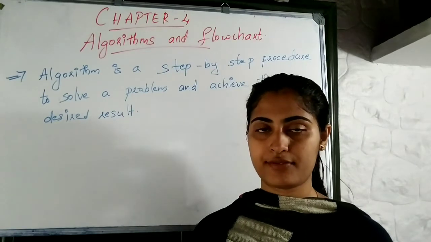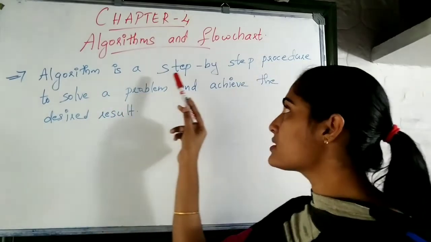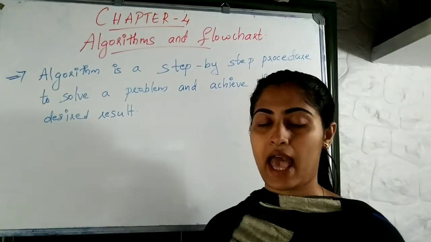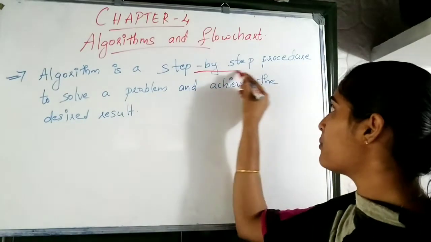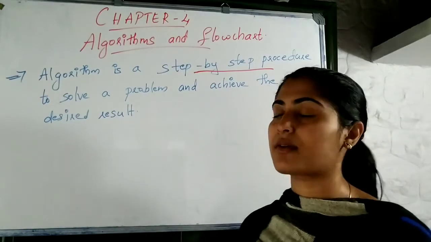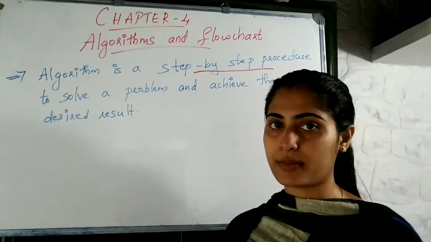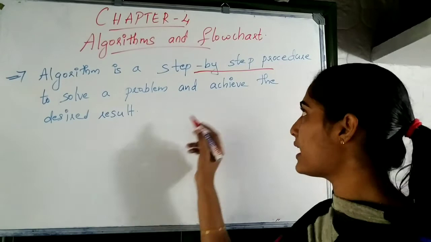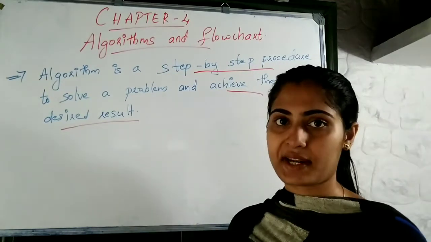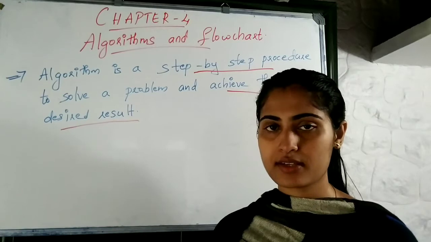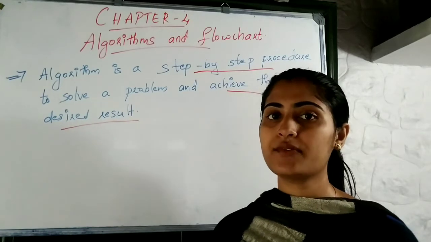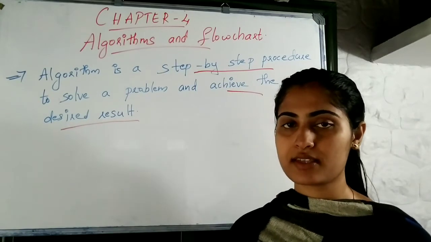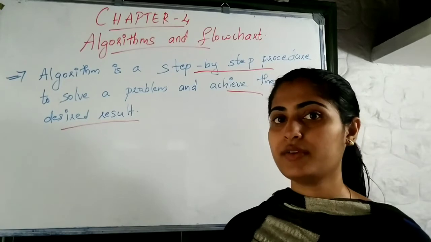Let us see the definition of an algorithm. An algorithm is a step-by-step procedure to solve a problem and achieve the desired result. It is a step-by-step procedure for solving a particular problem. Only if we use a step-by-step procedure will we be able to get the correct or desired result. Once again, an algorithm is a step-by-step procedure for solving a particular problem.